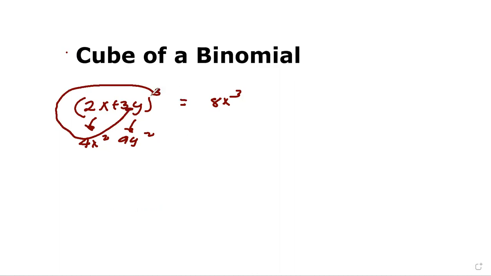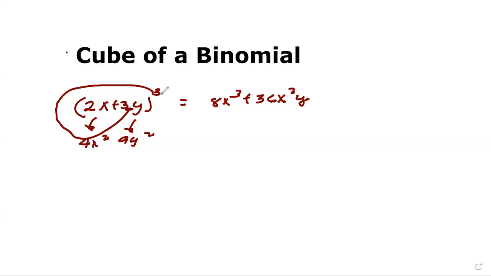Okay? So 3 times 4x squared times 3y. So that would be 3 times 4 times 3. So 3 times 4, that's 12, times 3, 36. So you will have here 36x squared y. Okay? Kasi ito yung mga ating coefficients.